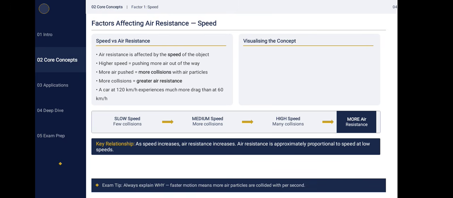So think about a car driving at 20 kilometers per hour versus 100 kilometers per hour. At 20 kilometers per hour, the engine does not have to work very hard to overcome the air. But at 100 kilometers per hour, the air resistance is many times stronger. This is why cars use significantly more fuel when driving fast on a highway, and the engine is fighting a much stronger invisible wall of air. Eventually, for falling objects, the force can become so strong that it perfectly balances the pull of gravity.